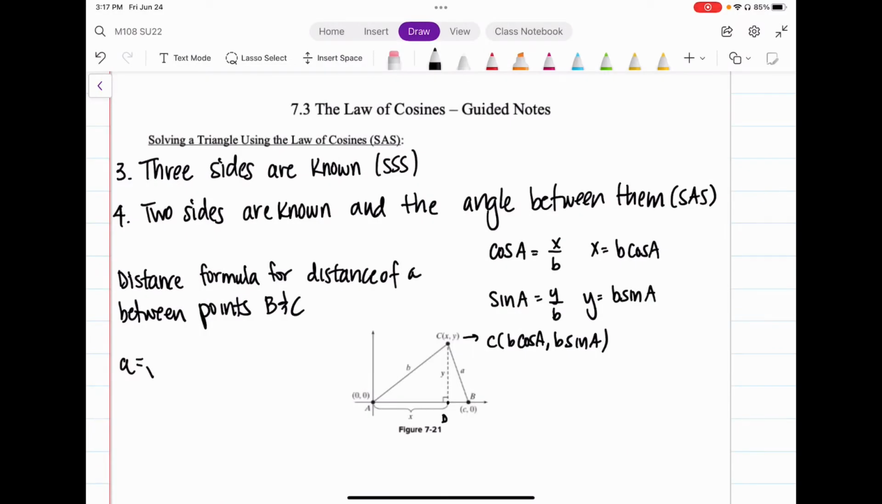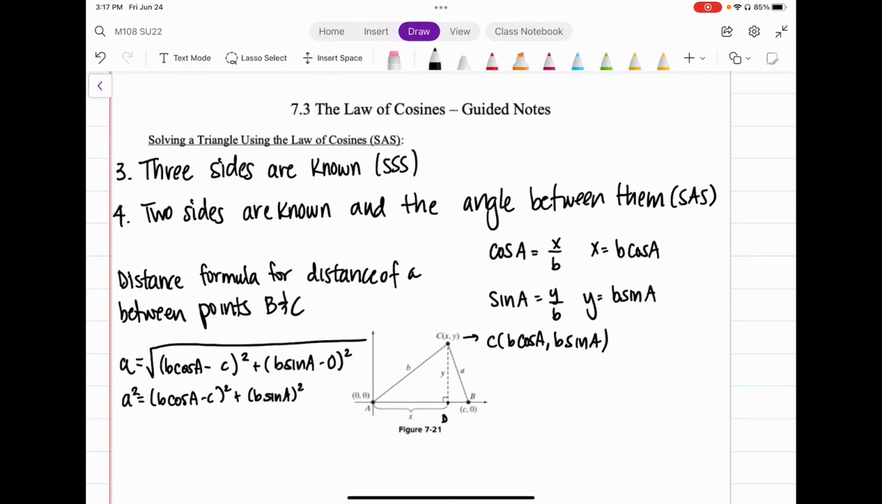We can then use the distance formula between points C and B to find the value of a. The distance formula says that the distance a is equal to the difference of the x values squared plus the difference of the y values squared. So I'm going to take C as the first point. That's going to be b cosine A minus c squared plus b sine A minus 0 squared. I'm going to square both sides and say a squared equals (b cosine A minus c) squared plus (b sine A) squared, because b sine A minus 0 is b sine A.